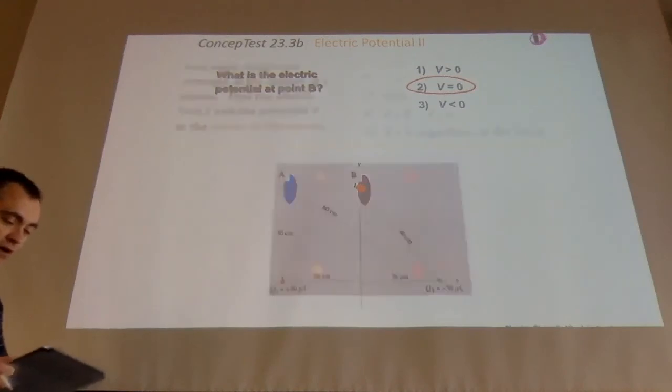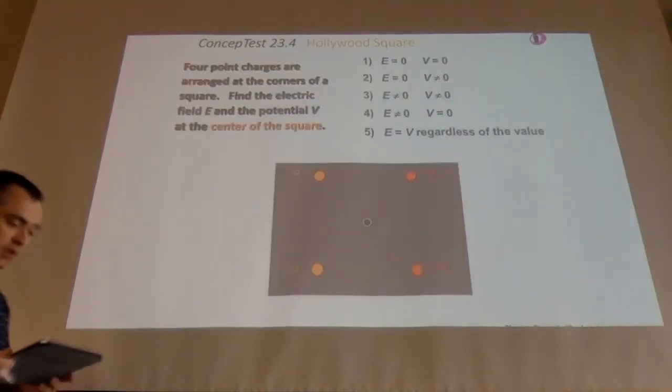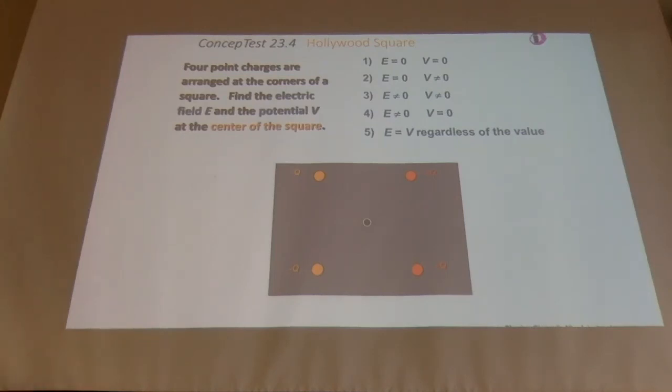So moving on, 4 point charges are arranged at the corners of a square. The 2 left ones are negative, the 2 right ones are positive. Find the electric field and the potential at the middle, on that black dot. And you can see our answers are not exact. It's just 0 or not 0 for both of them. The electric field and the potential at the center.